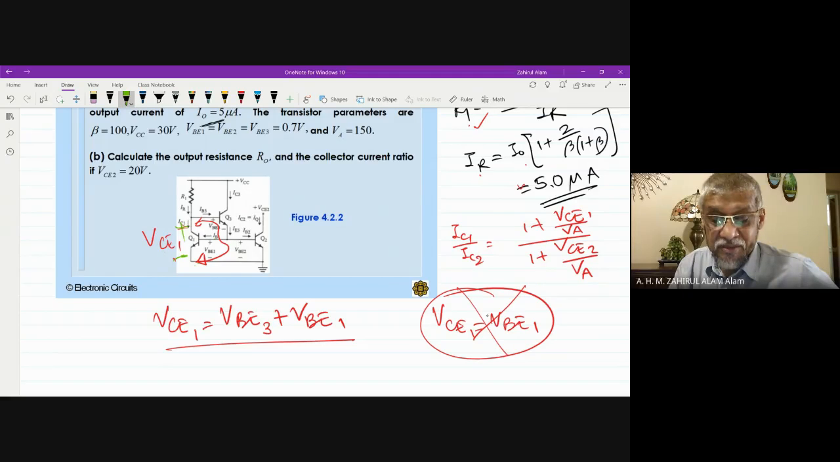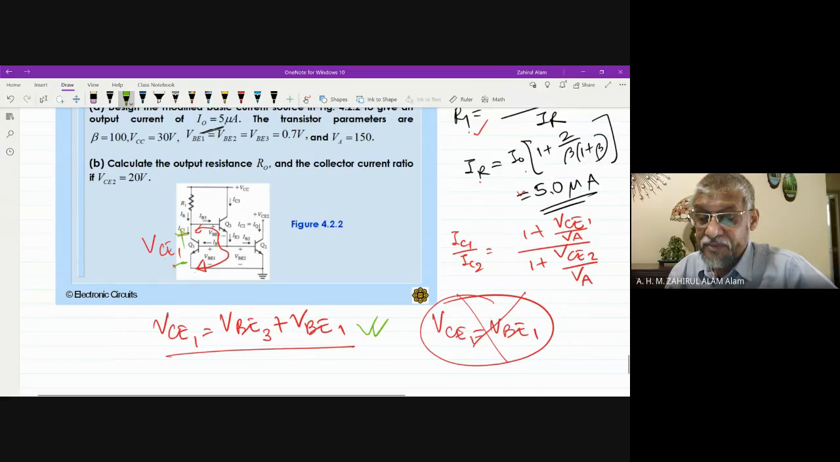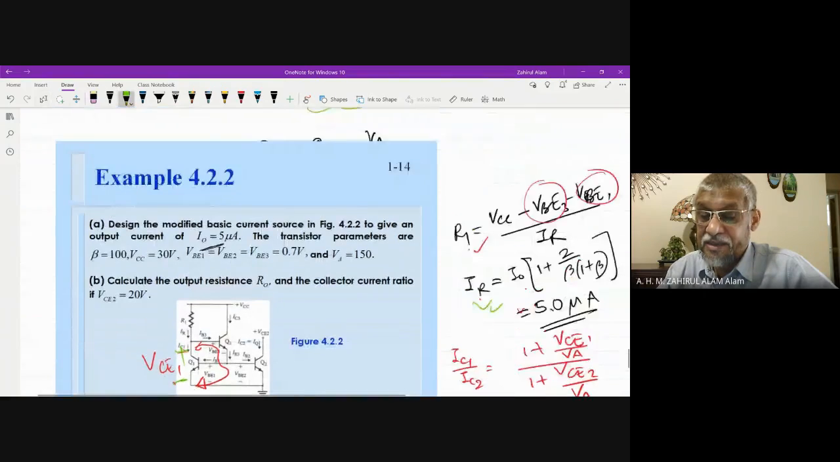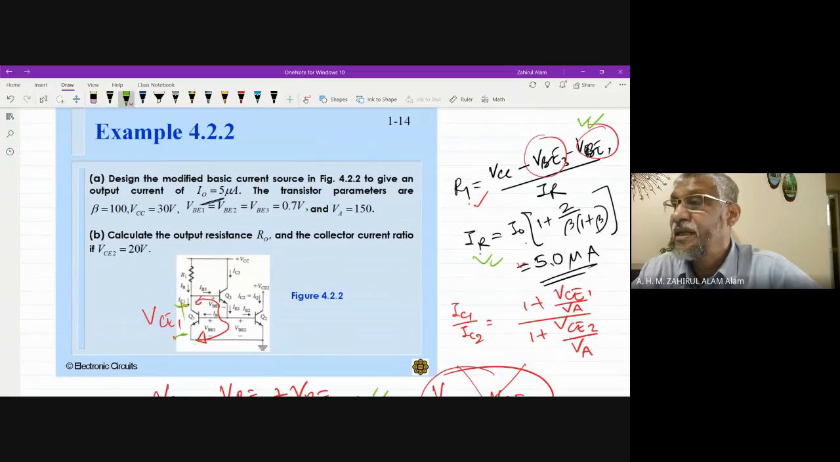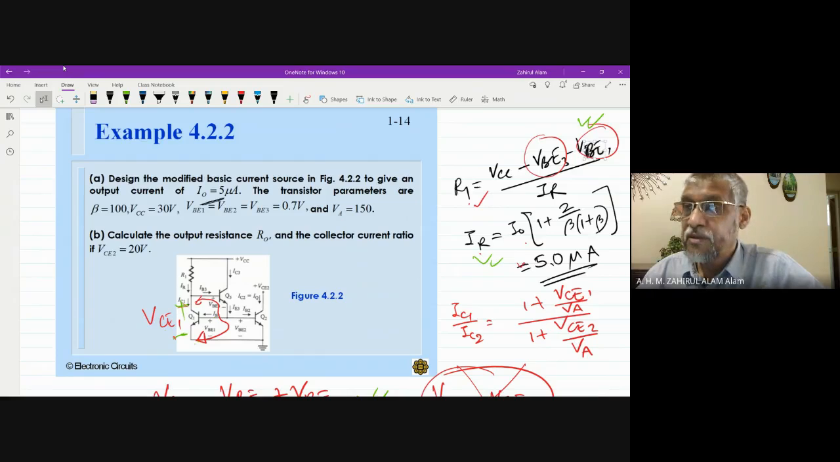Now in between, we apply KVL. So this is the difference between two differences. One is this difference, VCE1. This is a difference, and this is a difference. So now we have studied two configurations. So today is up to here.